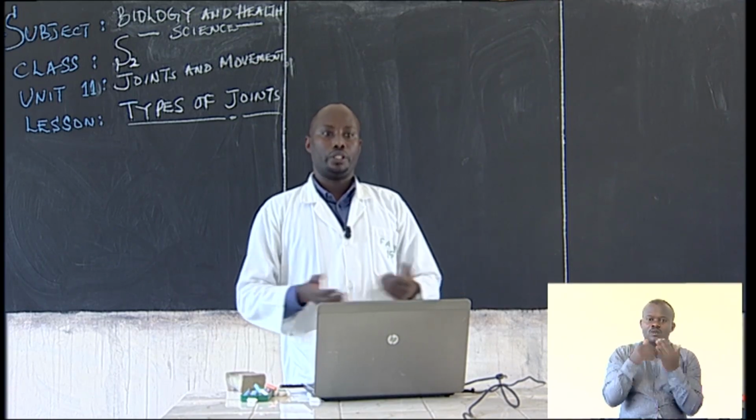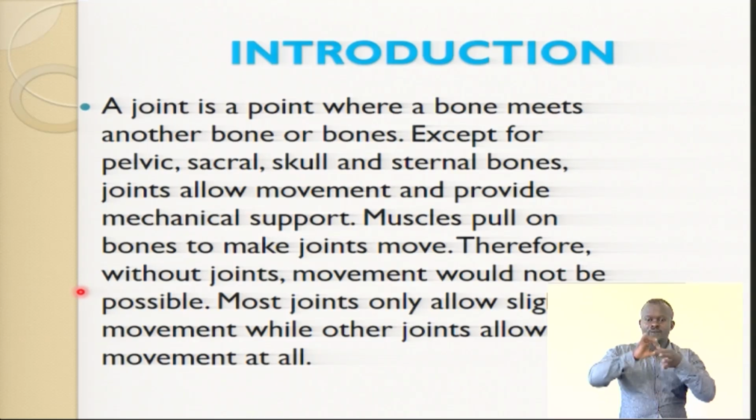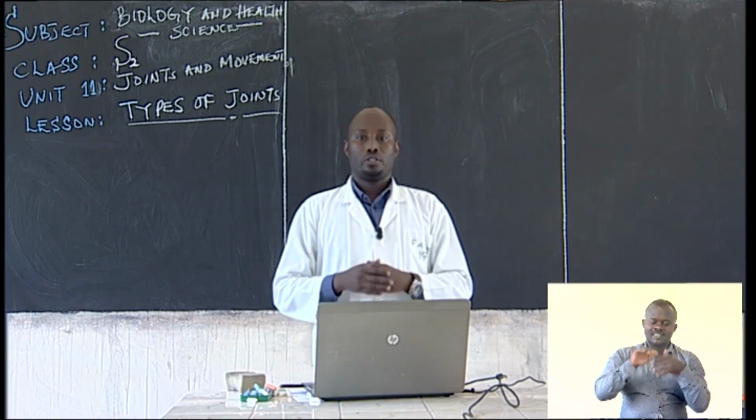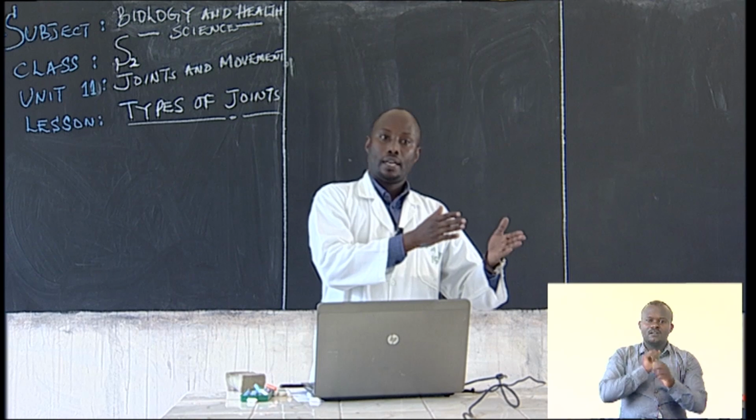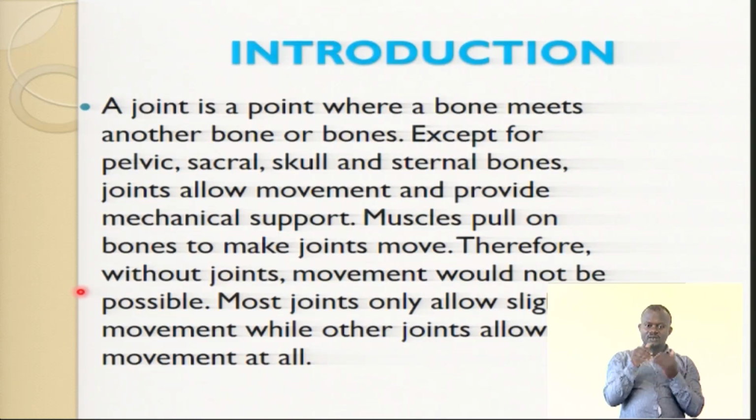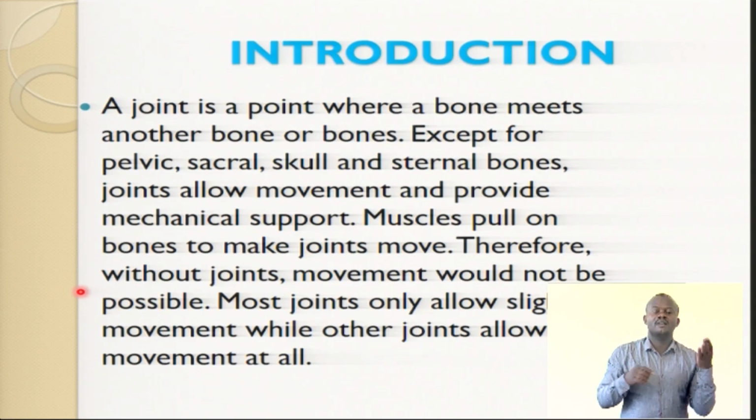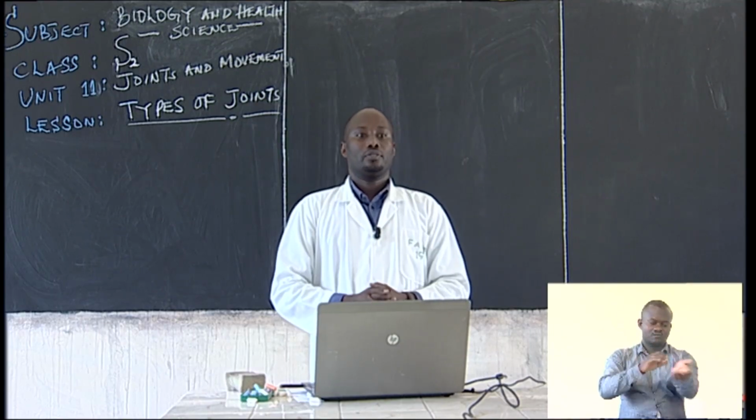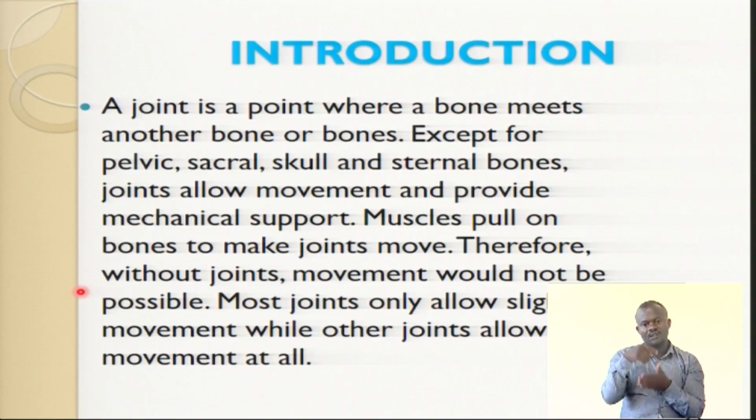Now we're going to talk about a joint. What is a joint? This is the time to think. If someone asks you, what is a joint? You are in senior 2. A joint is a point where a bone meets another bone, or bones. That is referred to as a joint. You have very many joints where a bone meets another bone, except for the pelvic and skull bones, and even the sternum.